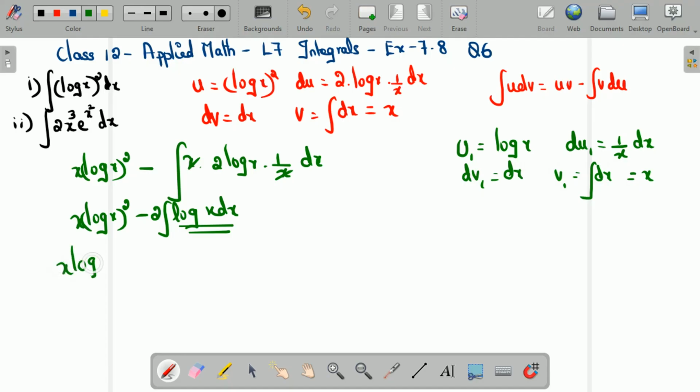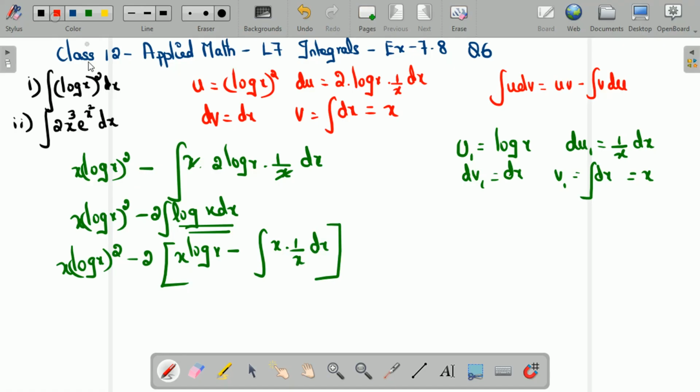So x (log x) the whole squared, then minus 2 into, here we are going to put uv, so u into v, which is x log x, minus integral v du. So this is x into 1 by x into dx. Now you can expand after integration. So this I'm going to cancel out. So this is x into (log x) the whole squared minus 2x log x plus 2 into integral of dx is x plus c.